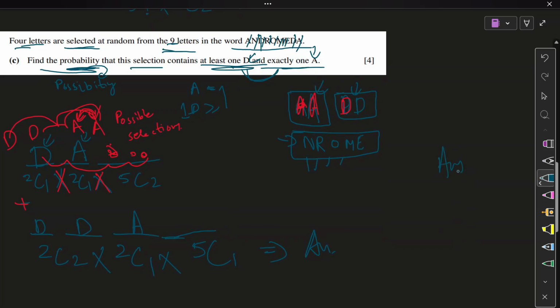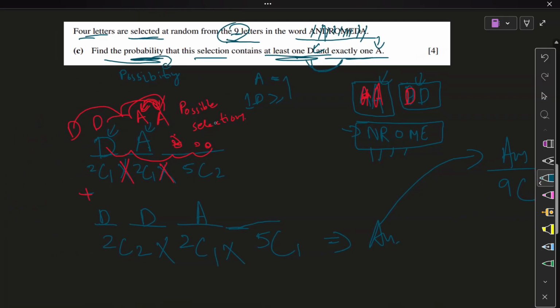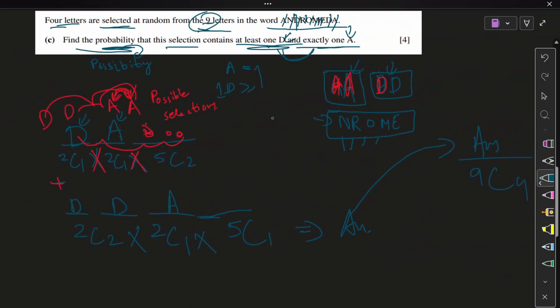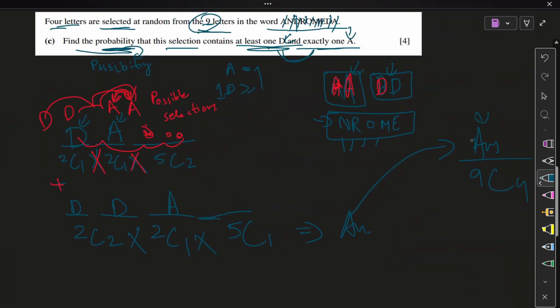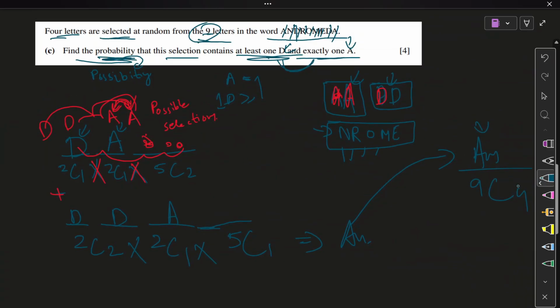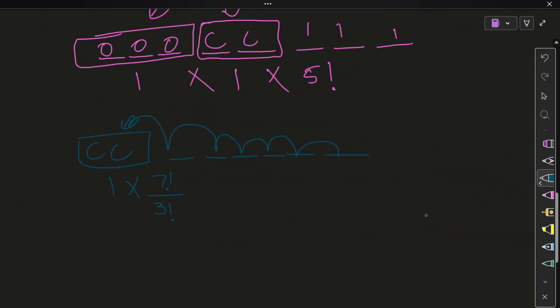So this answer will be the numerator, and the denominator will be all possible outcomes. Without any hesitance, just go for it: you have 9 letters and 4 positions to occupy, go for 9C4 in the denominator without any hesitation. You need to find the probability, of course. So in these cases, when I'm considering the numerator, I will think about possible selections, and the denominator I can go for directly.